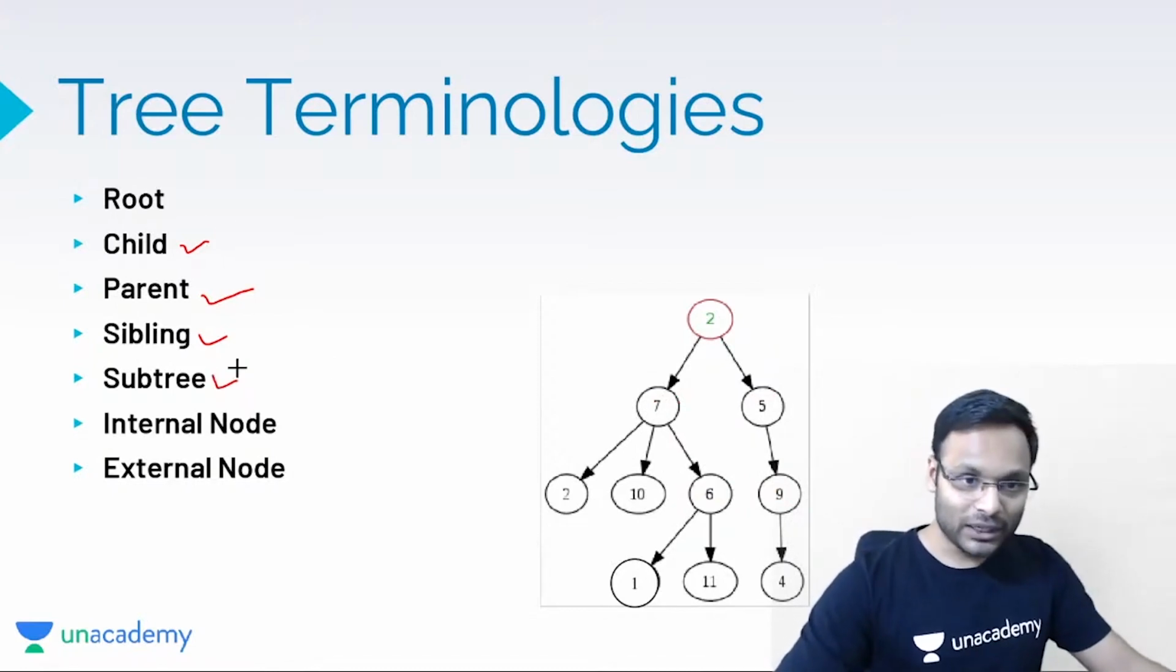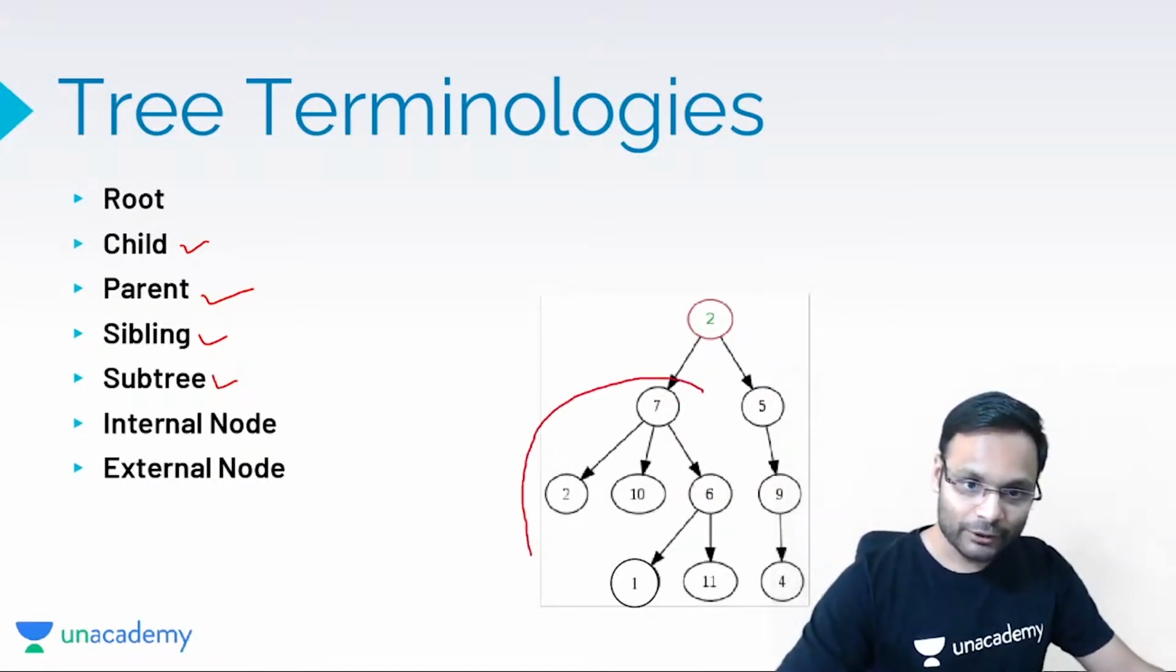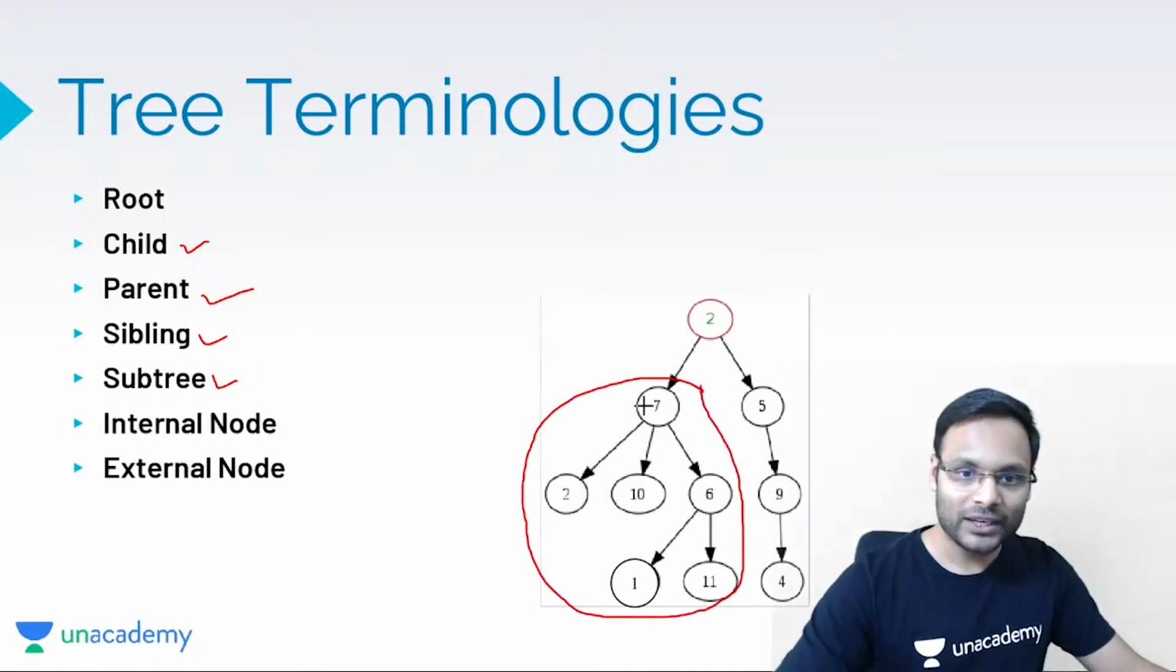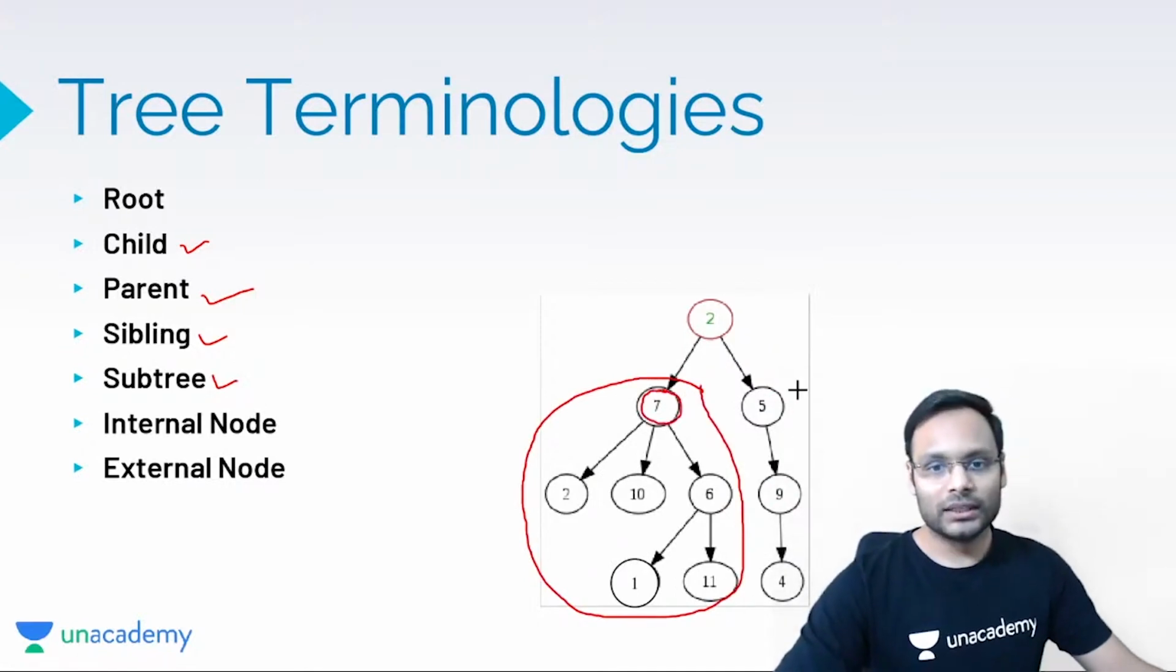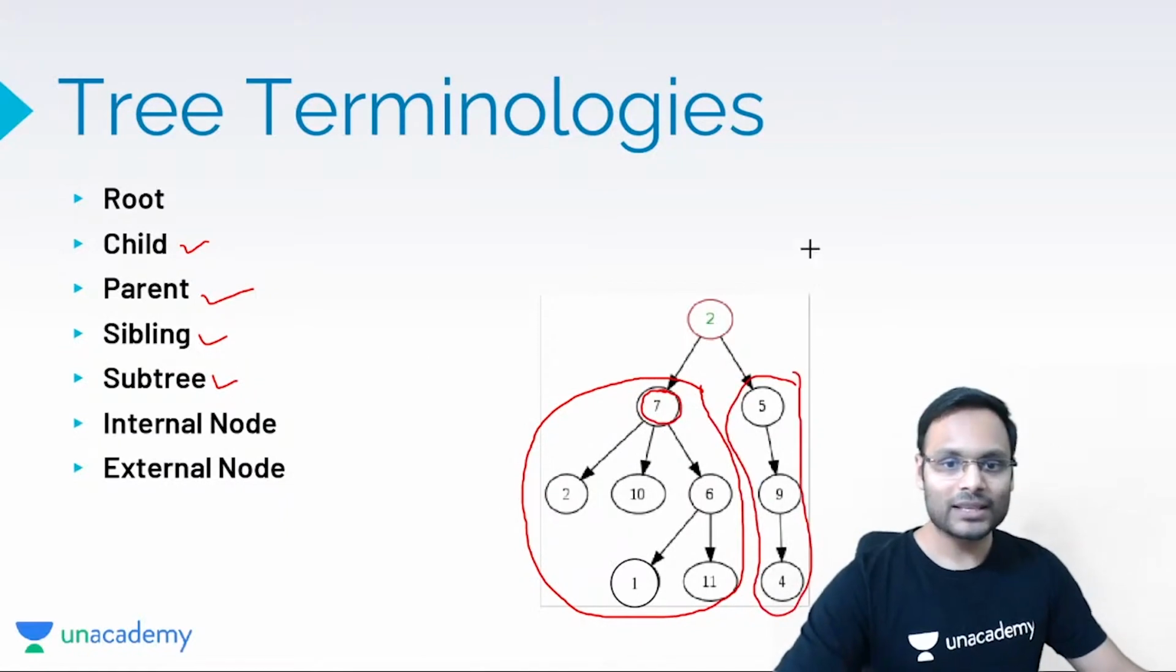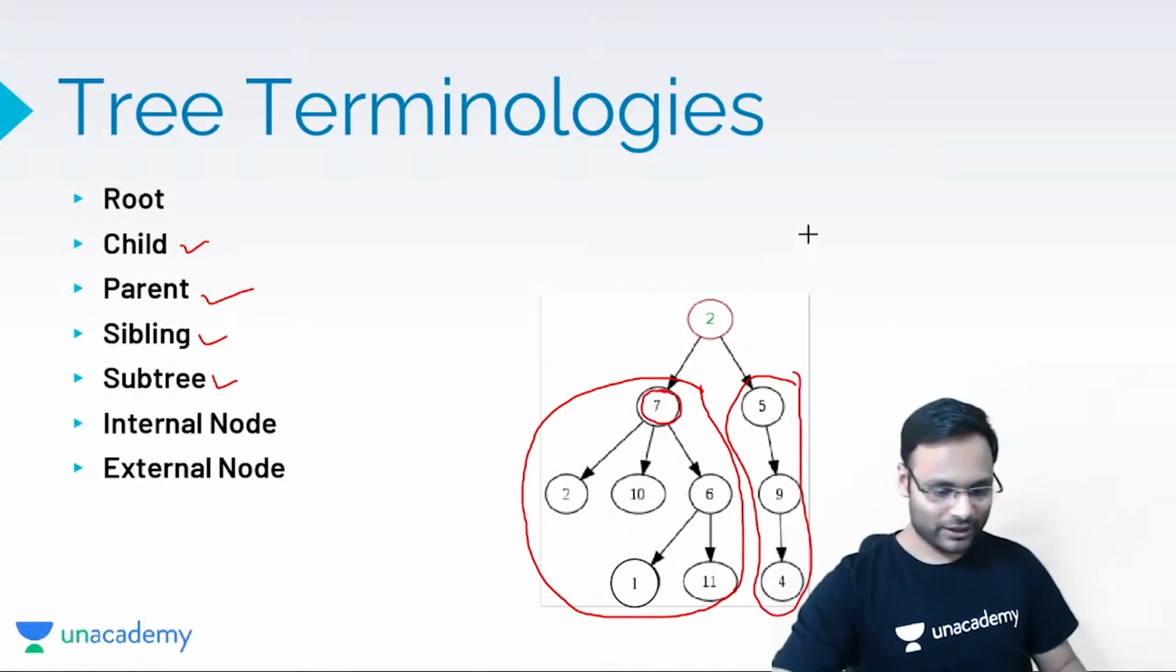Then subtree means a tree starting from some intermediate node. This is subtree starting from 7 as root. This is subtree starting from 5 as root. Like that you can define subtree.